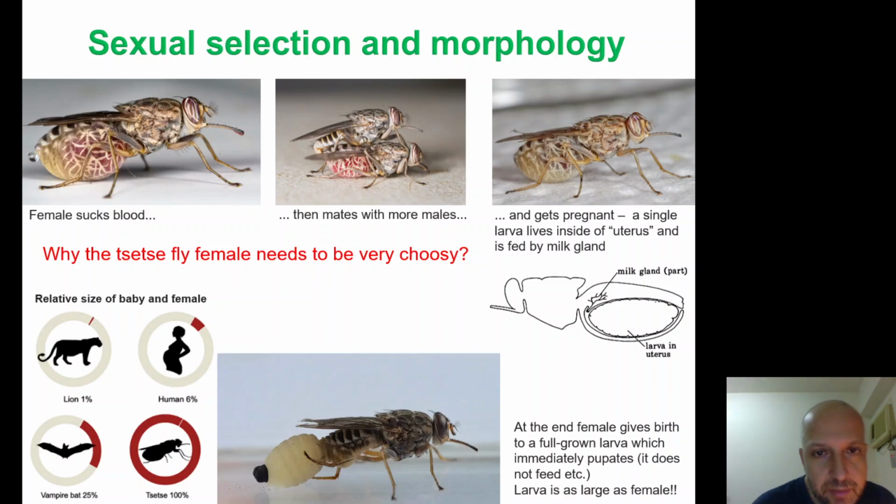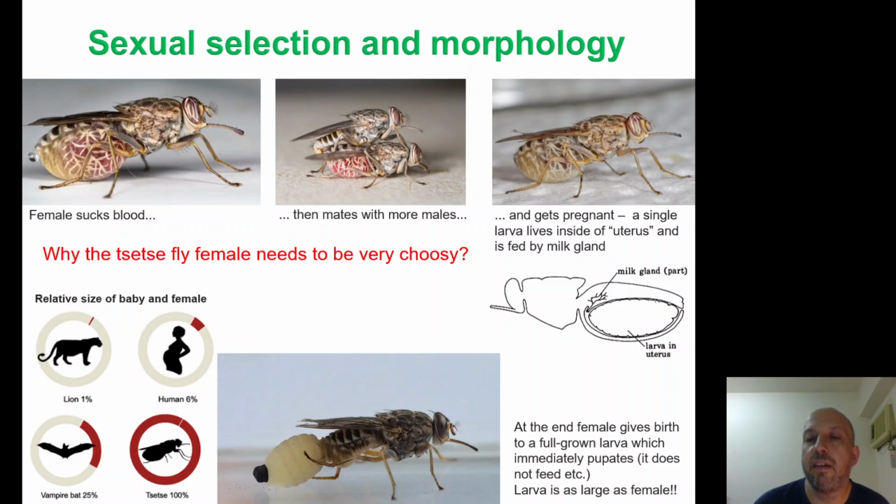Now the question is, right? So, okay, let's accept it looks like that the evidence shows that at least in many insects, many arthropods, the females are the choosy ones, and they use the shape of male genitalia to select the good partner or good father for their babies, right? But why should the tsetse fly, which we used as an example, be choosy, right? So as I told you, the female sucks blood, then it mates, and then it gets pregnant.